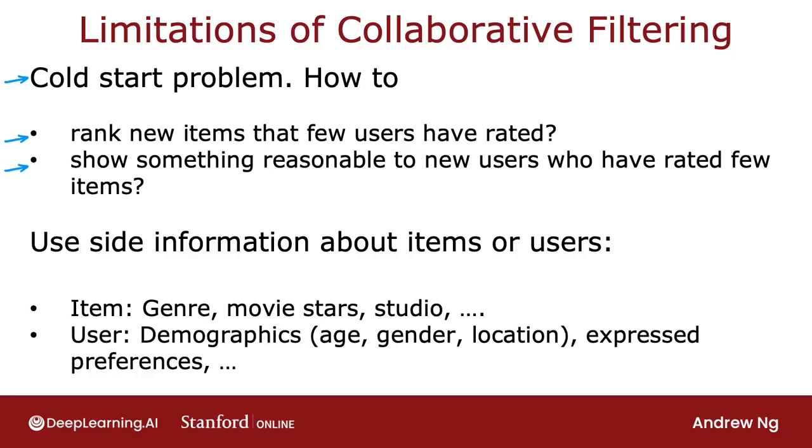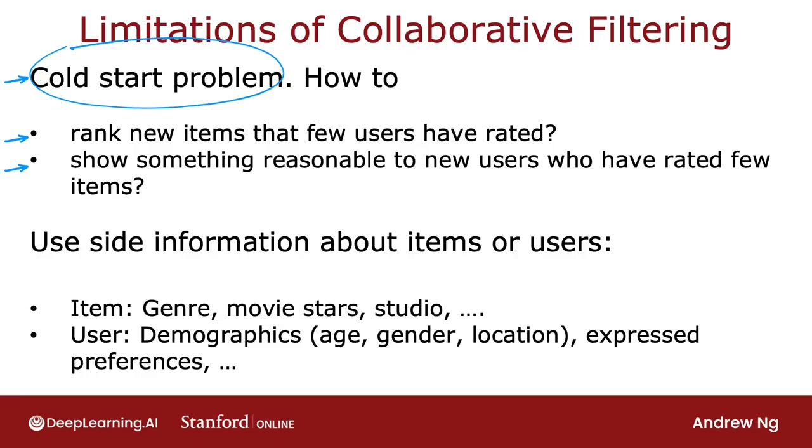We did see in an earlier video how mean normalization can help with this, and it does help a lot. But perhaps there are even better ways to show users that rated very few items, things that are likely to interest them. This is called the cold start problem, because when you have a new item that few users have rated, or when you have a new user that's rated very few items, the results of collaborative filtering for that item or for that user may not be very accurate.